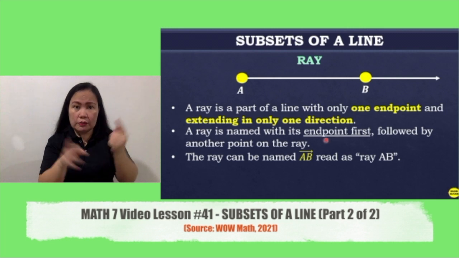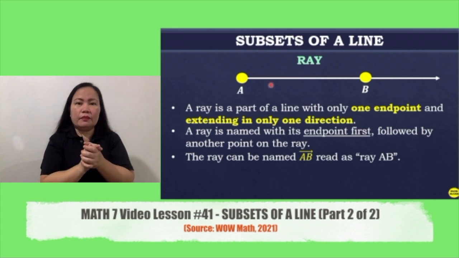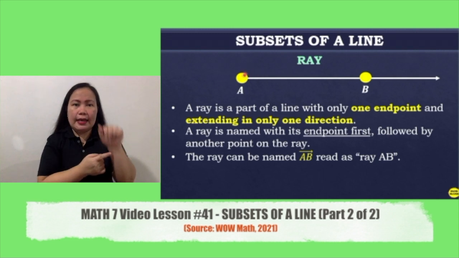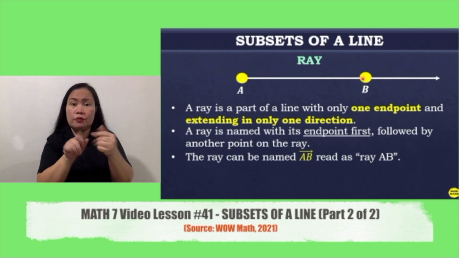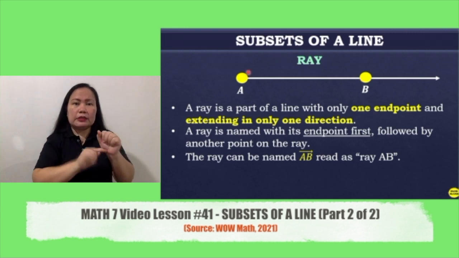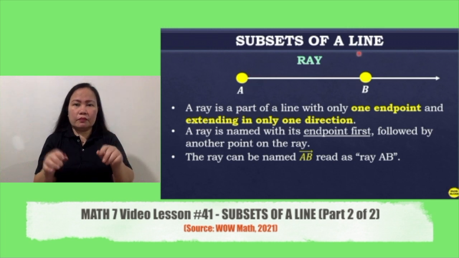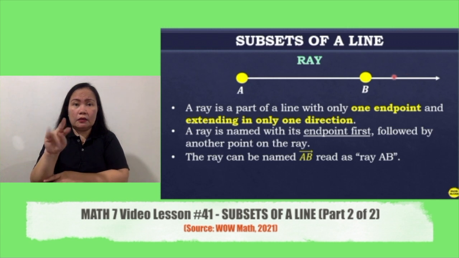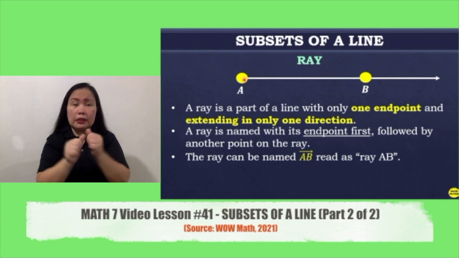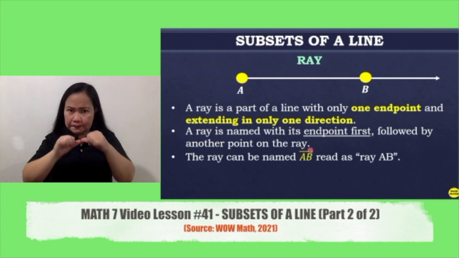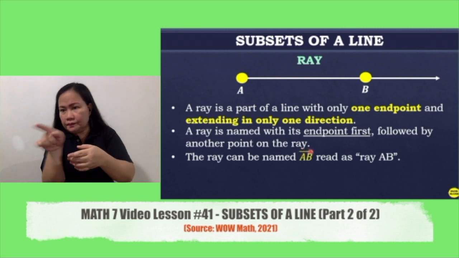Okay? Sabi nga po, lagi po dapat endpoint first. So, kapag pinangalanan mo siya as ray BA, that is wrong. Okay? So, dapat endpoint first bago po yung infinite direction. Hindi siya kagaya ng line segment na pwedeng baliktarin, line segment AB, BA. Ito po, hindi pwede kasi isang endpoint tayo dito at isang infinite direction. So, lagi pong mauuna dapat yung endpoint natin. So, ray AB po dapat. Okay? Do not forget the symbol for ray. So, isang endpoint and then arrow.